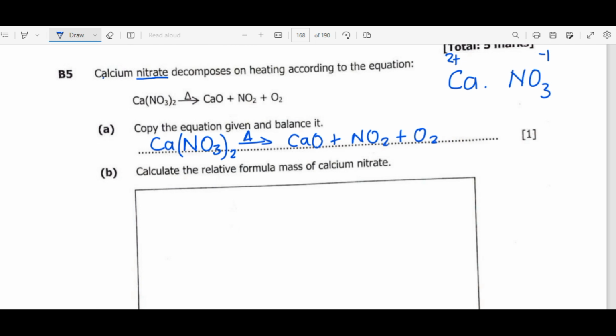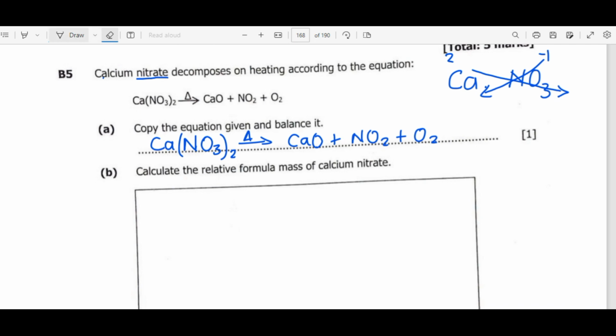Now, whenever we have a compound, it is neutral. So we need these two charges to balance. So how can we balance the two charges? That's when we swap the numbers. So the 2 comes here, the 1 will go here, which simply means that we need 2 polyatomic nitrate ions to neutralize the +2 from the calcium ion. So that's what it means by this part here.